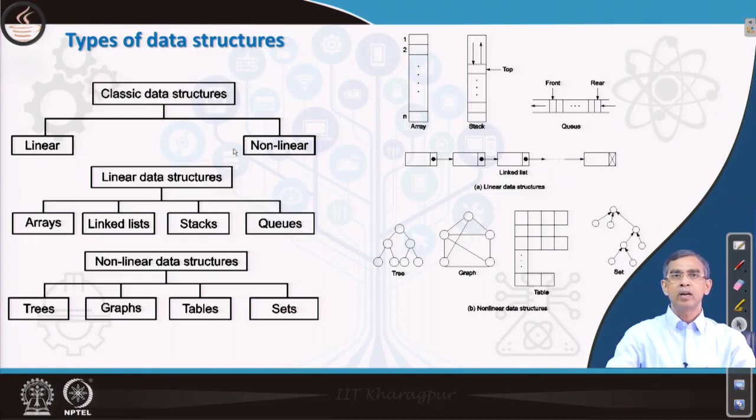Likewise, non-linear data structures are of different forms like trees, graphs, tables and sets. So, how all those data structures look pictorially is shown in this figure. For example, an array looks like this, a stack looks like this, a linked list like this, a queue like this, and the tree, graph, tables, sets like this.